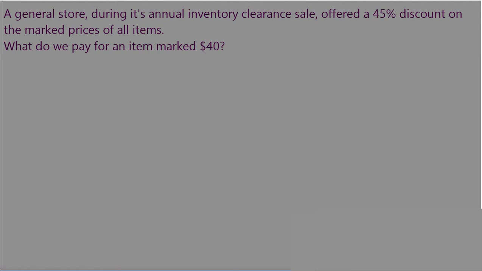The general store, during its annual inventory clearance sale, offered a 45% discount on the marked prices, or the listed price of all items. What do we pay for an item marked $40? Please don't confuse this with markup price. Since we know that a 45% reduction is offered on all items, and there is an item selling for $40, we want to find 45% of that. 45 divided into 100 gives 0.45. Multiplying 0.45 by $40, we get $18.